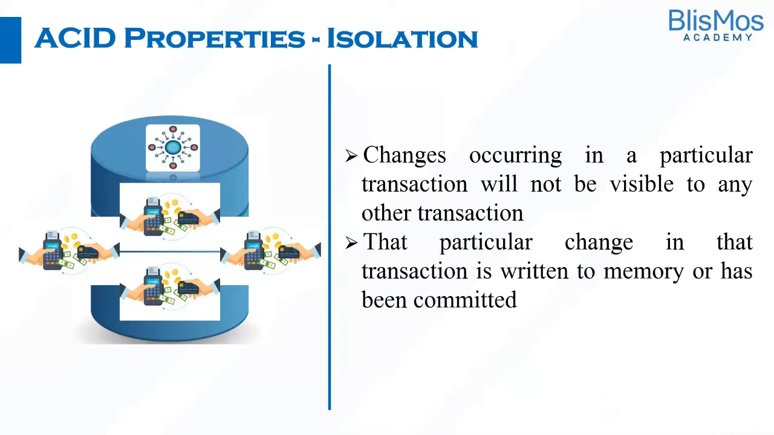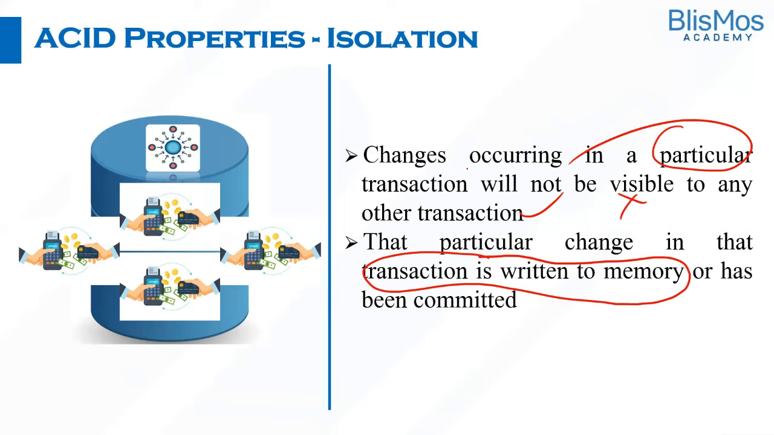So how does it ensure this? Here, the way it ensures is that changes occurring in a particular transaction are not visible to other transactions. That way, the first initiated transaction is committed, then the next transaction can get into action. That is how the isolation property ensures concurrent transactions occur independently.